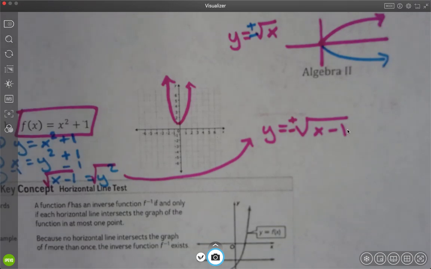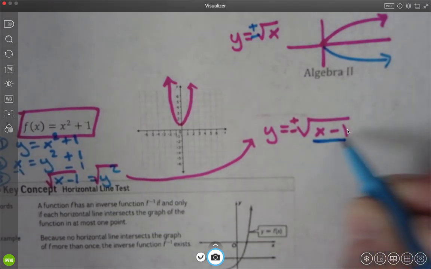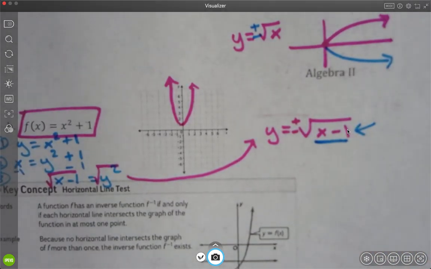So you're going to start at 0, and there's that. Now, x minus 1. How does the minus 1 move him? It's not down. Because it's inside, it's to the right. It's to the right one.